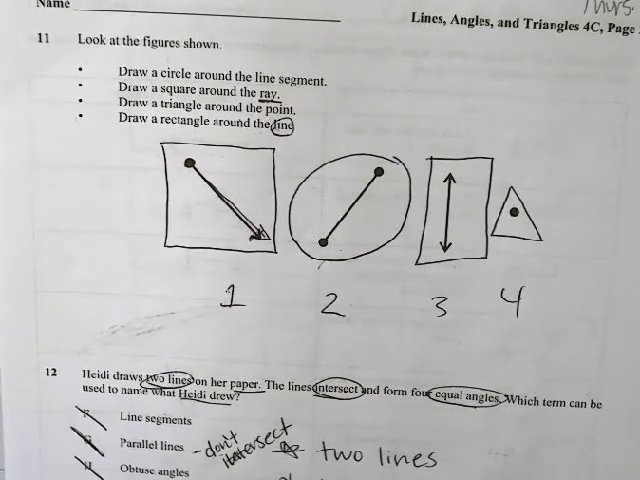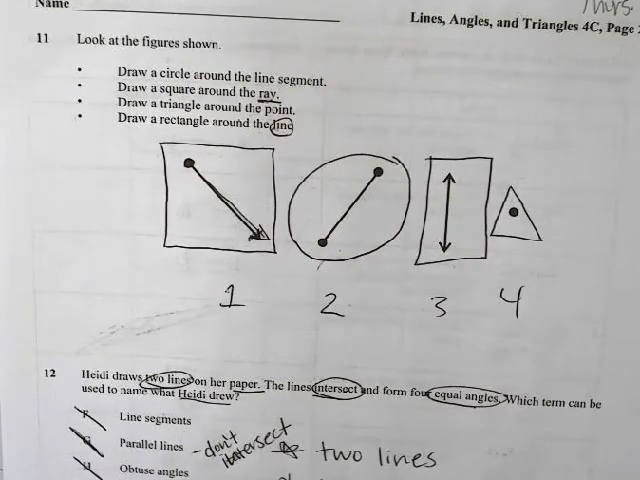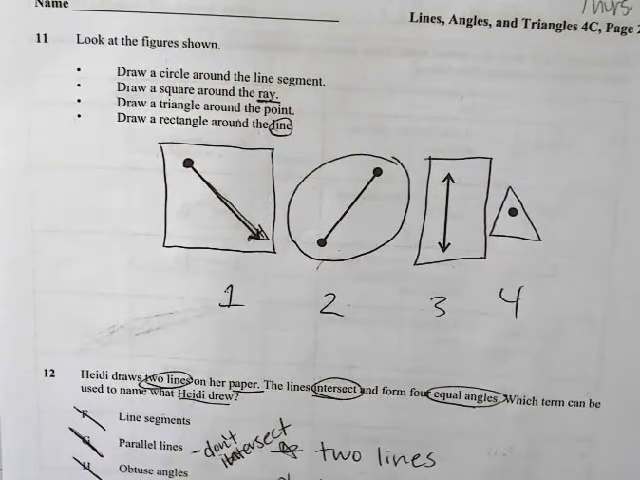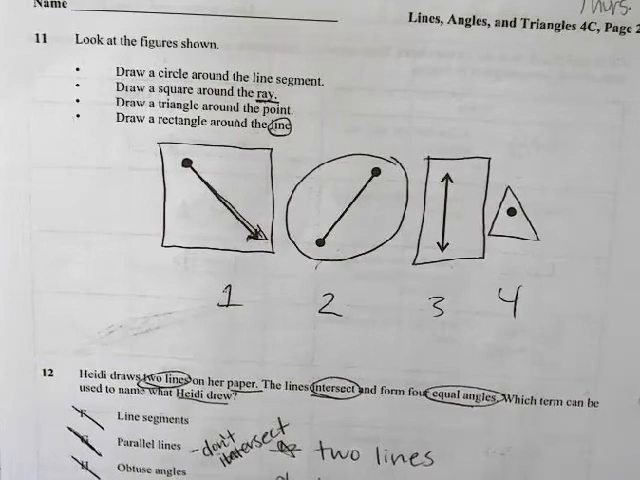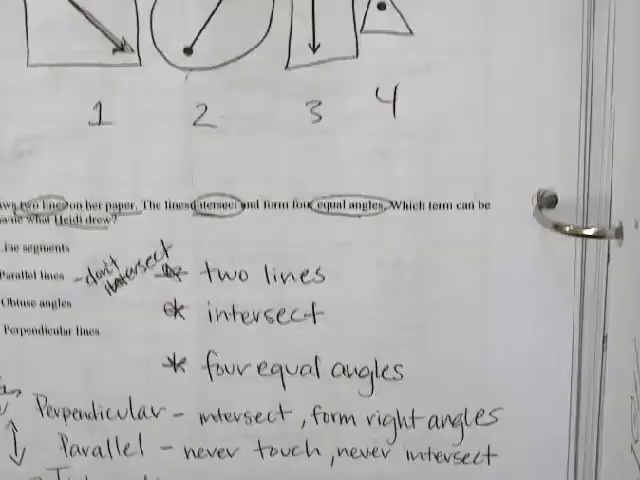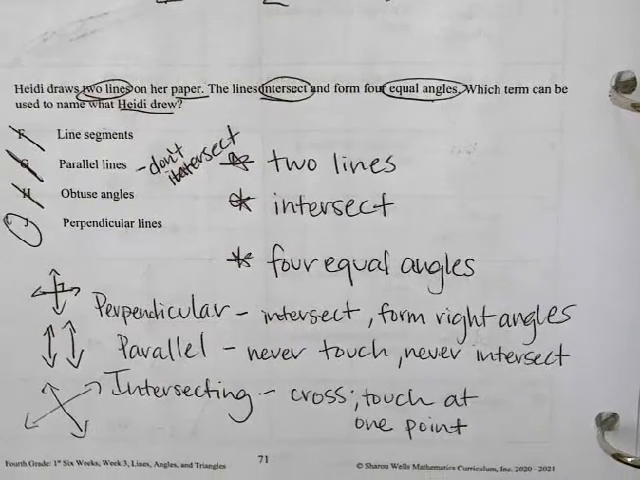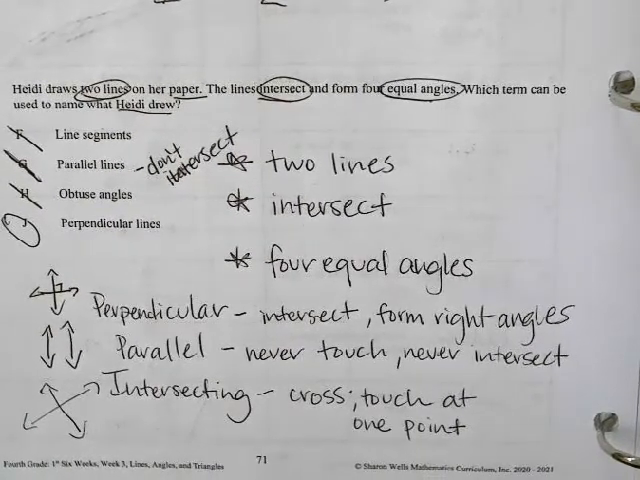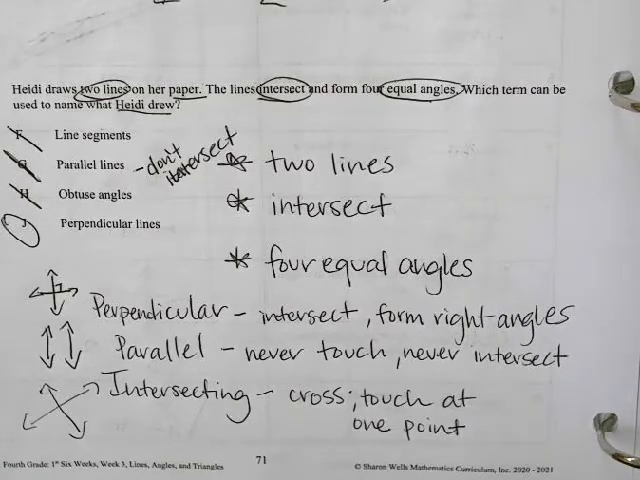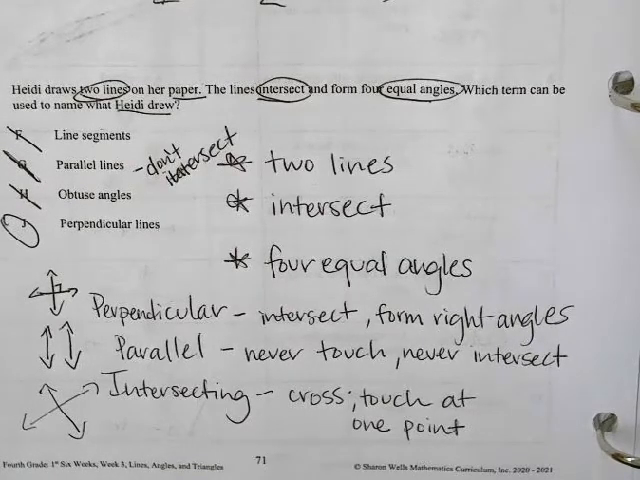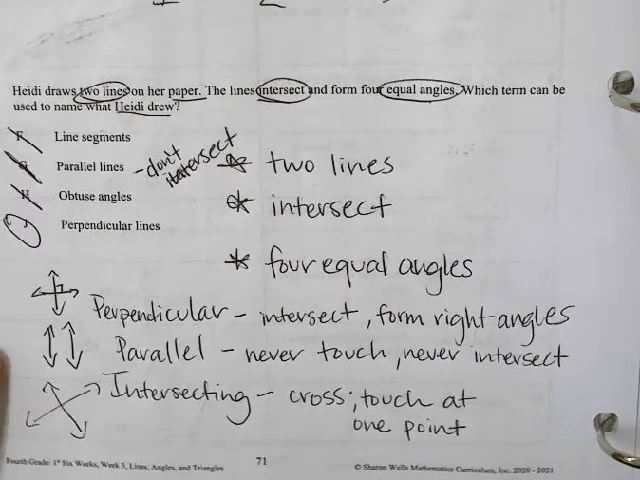Draw a circle around the line segment, draw a square around the ray, draw a triangle around the point, and draw a rectangle around the line. And here's number 12. We discovered it was J, perpendicular lines. And this is basically, by definition, we can go back to our math journal, use our math journal notes to answer this question.